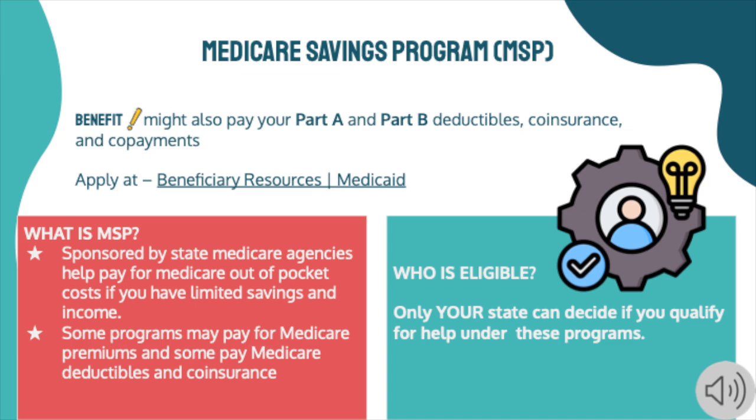You may also pay your Part A and Part B deductibles, coinsurance, and copayments, and you can apply at the link below. Sponsored Medicare savings programs are sponsored by state Medicare agencies and help pay for Medicare out-of-pocket costs if you have limited savings and income. Some programs may pay for Medicare premiums, and some pay Medicare deductibles and coinsurance. Only your state can decide if you qualify for help under these programs.